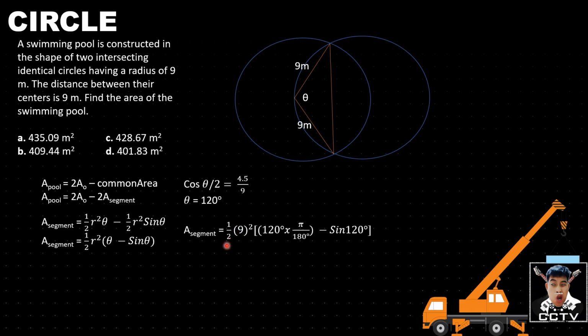And, substitute mo lang siya sa area ng segment. Makuha mo yung segment, but isang segment lang yan. Kailangan mo ng dalawang segment. Times 2 mo lang. Ayan, substitute. And you'll get the area of the swimming pool. And that is 409.44 square meter.